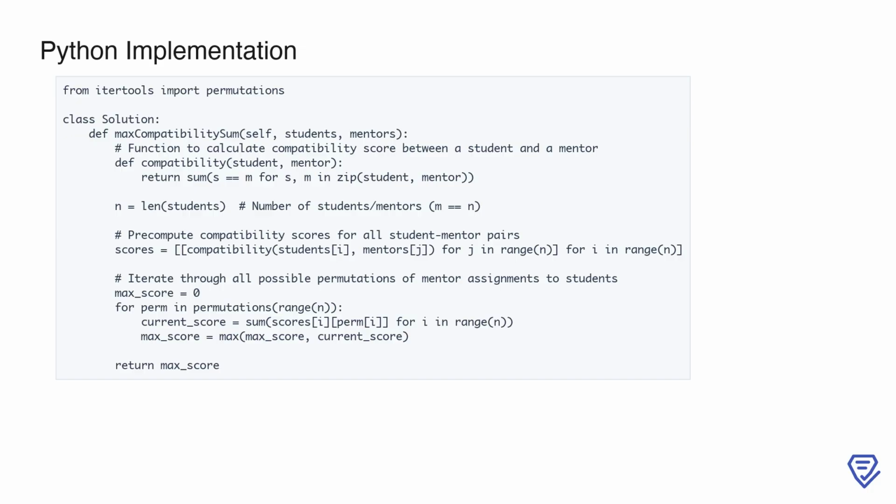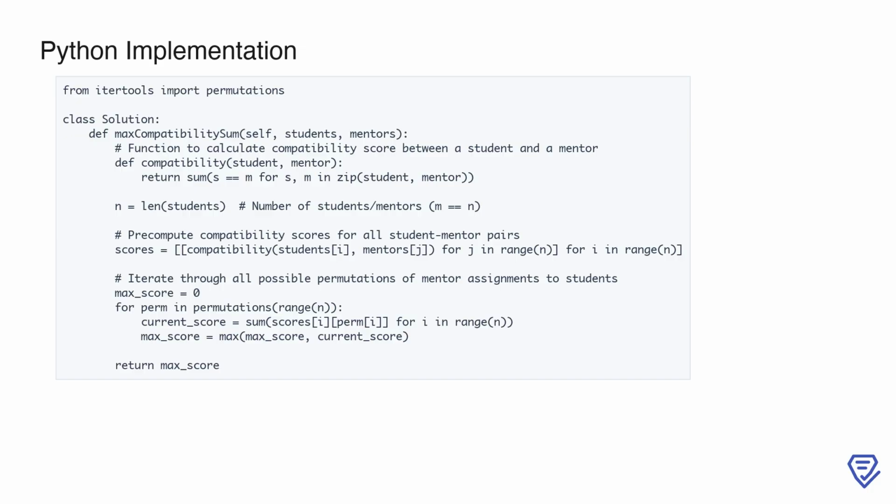For each permutation, the current_score is calculated by summing the compatibility scores for the assigned student-mentor pairs. If the current_score exceeds the max_score seen so far, max_score is updated. Finally, the maximum compatibility score found during the permutation checks is returned as the result.